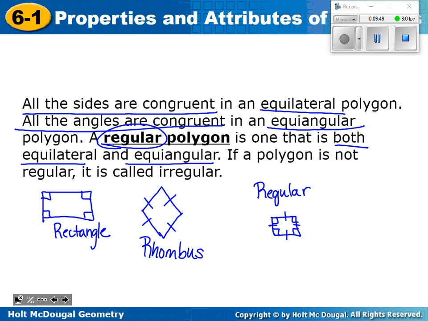But a triangle is special because if it's equilateral, it's always equiangular, which means it's always regular. All right, I just want to make sure we were clear about that. If it's not regular, the way they say that is irregular, with two R's. So I-R-R, irregular.